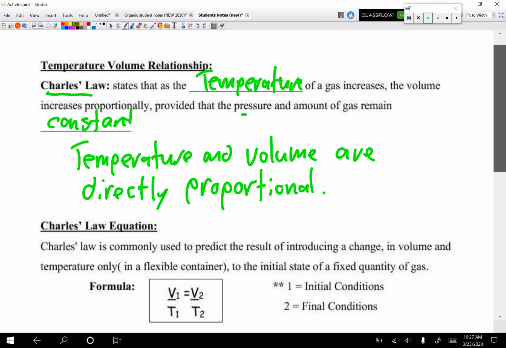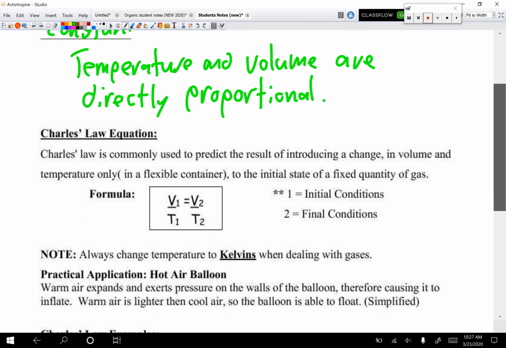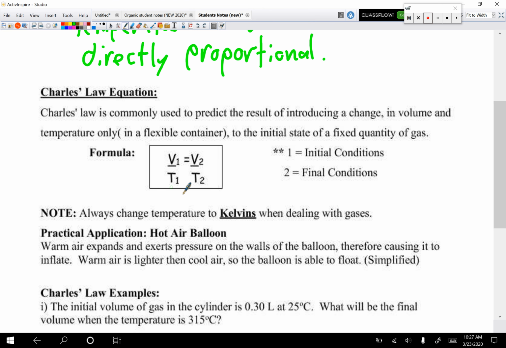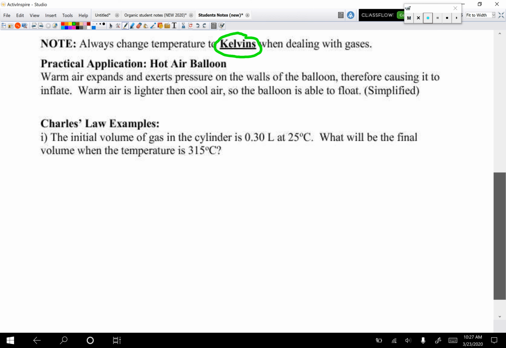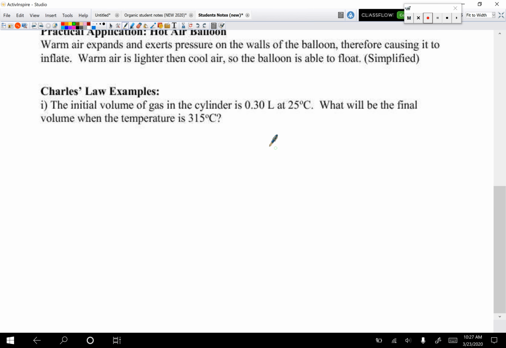So our equation for Charles' law looks a little something like this: V1 over T1 equals V2 over T2, where the temperature needs to be in Kelvin. It has to be in Kelvin in order for this to work. All right, let's look at our first example. The initial volume of gas in a cylinder is 0.30 liters at 25 degrees Celsius. What will be the final volume when the temperature is 315 degrees Celsius?